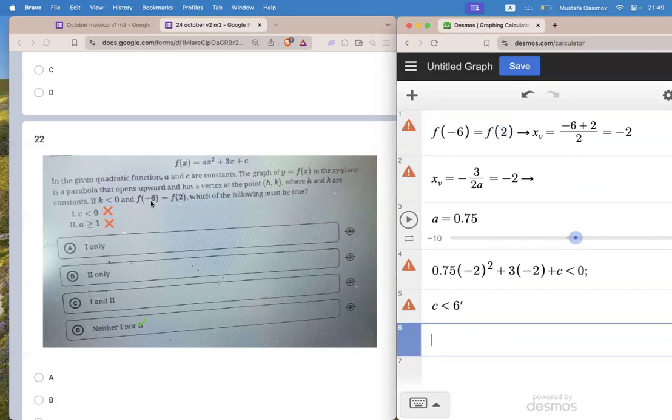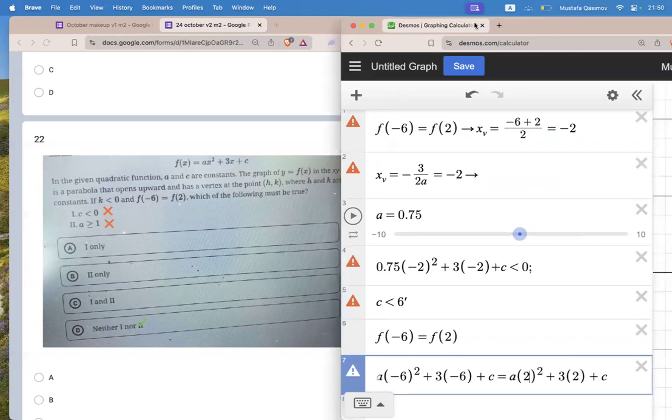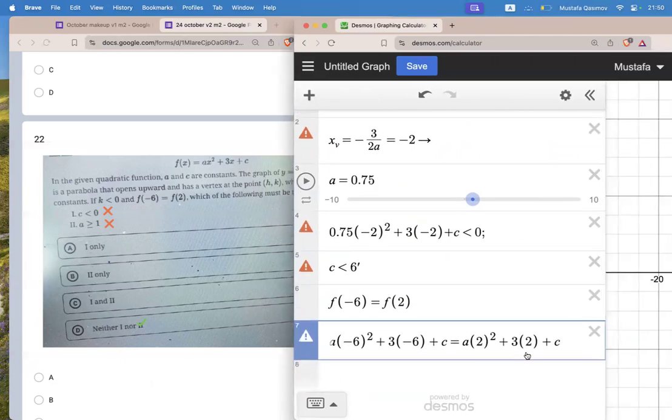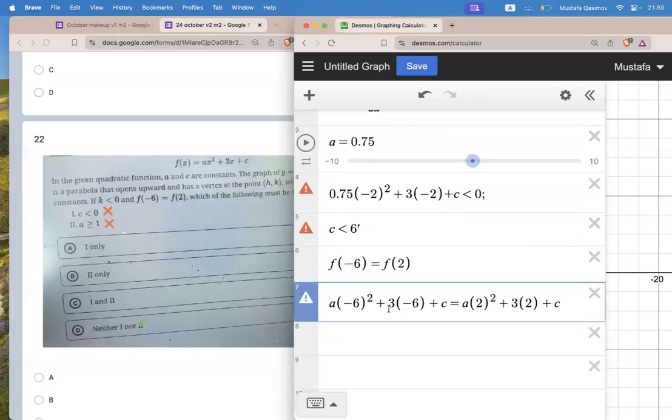For example, it says that f of -6 is equal to f of 2, right? You can write it here: a multiplied by -6 squared plus 3 multiplied by -6 plus c is equal to this one, right? Is it correct? Ilyas, did you understand this part? We just write -6 and 2 in the equation.